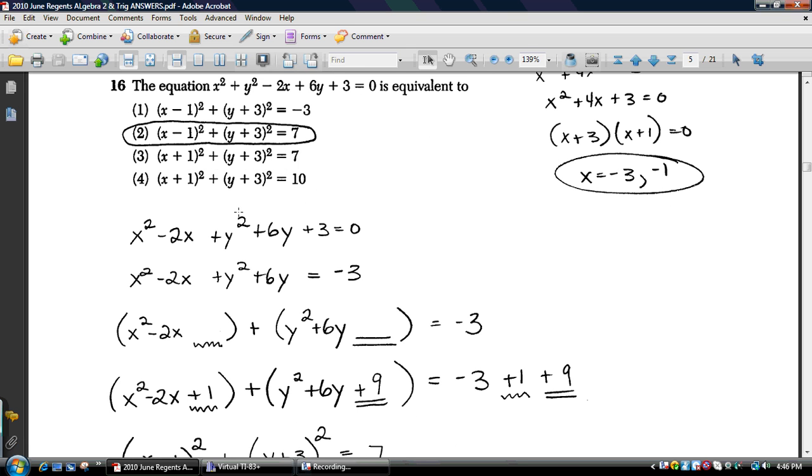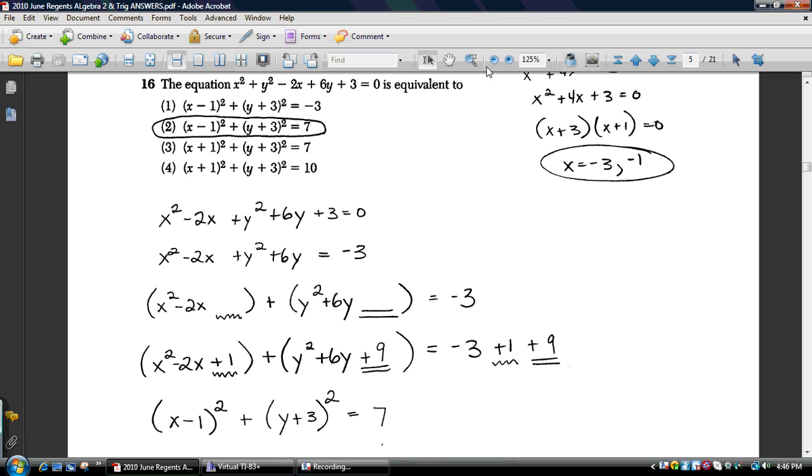Oh my God, 16 could be the most gangster problem on the entire Regents. You have to use completing the square twice in 16 to create a circle. So here's what you do. First of all, anytime you see x squared and y squared, it's a circle. It could also be an ellipse, but we're not going to talk about that. That's a pre-calc type business.